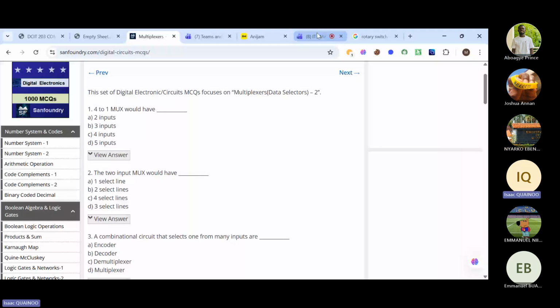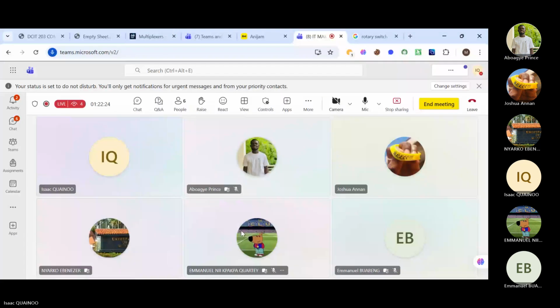Okay, so someone said 4. Who is going for 4? Mr. Abuaji is going for 4. Okay. Joshua, you're also going for 2. Interesting enough, Mr. Abuaji is correct. It's 4.